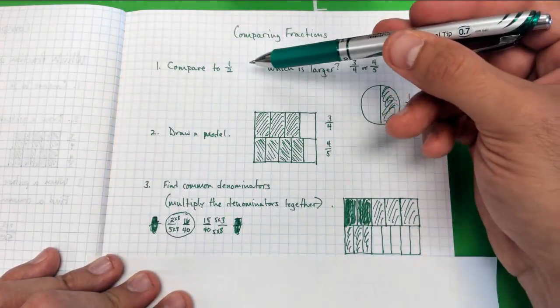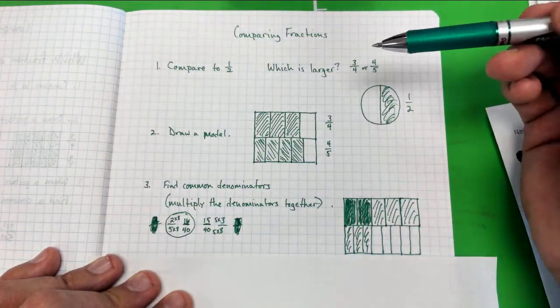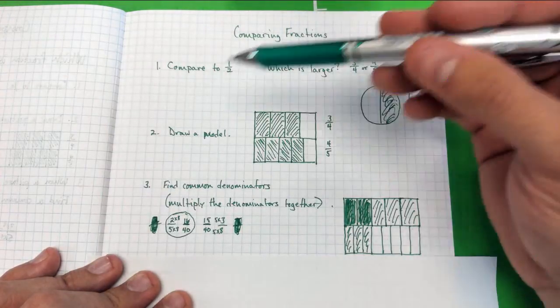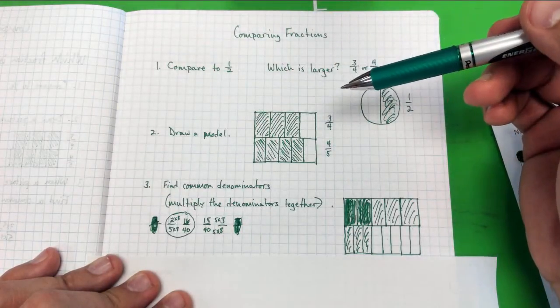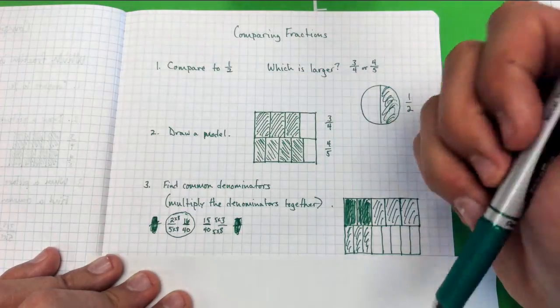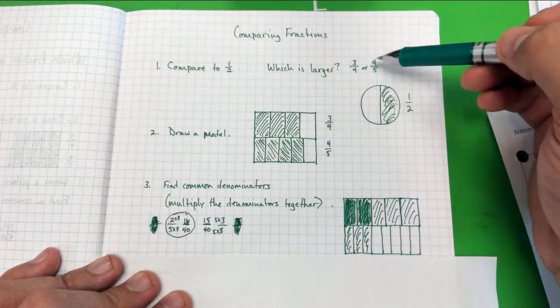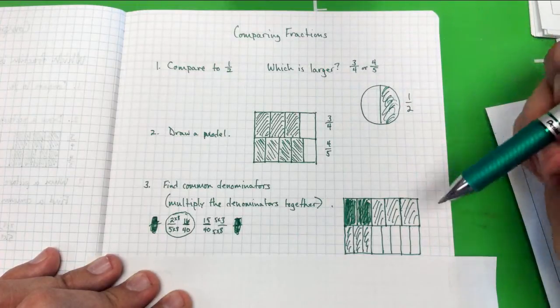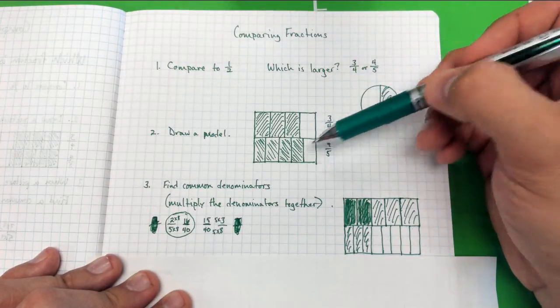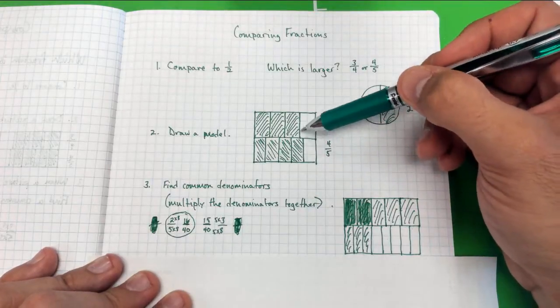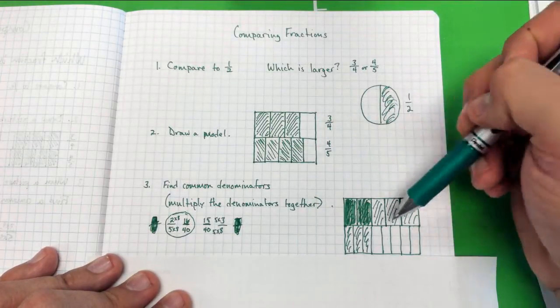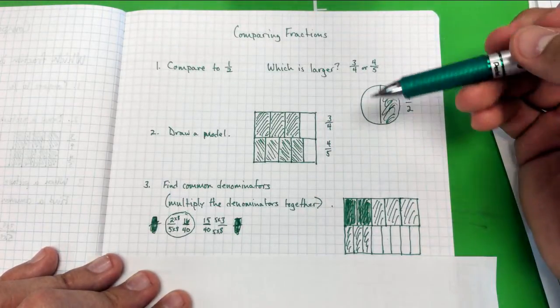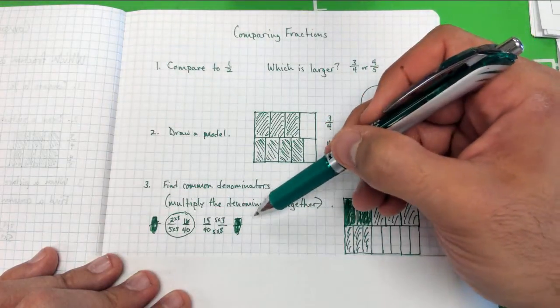All right? So 3 steps, comparing it to a half. If your 2 fractions, one of them is larger than a half, the other is less than a half, that works great. If for some reason both of your fractions are more than 1/2 or both less than 1/2, it's good to draw a model, a picture. And then if the model doesn't line up, like it didn't in my example down here, find common denominators.